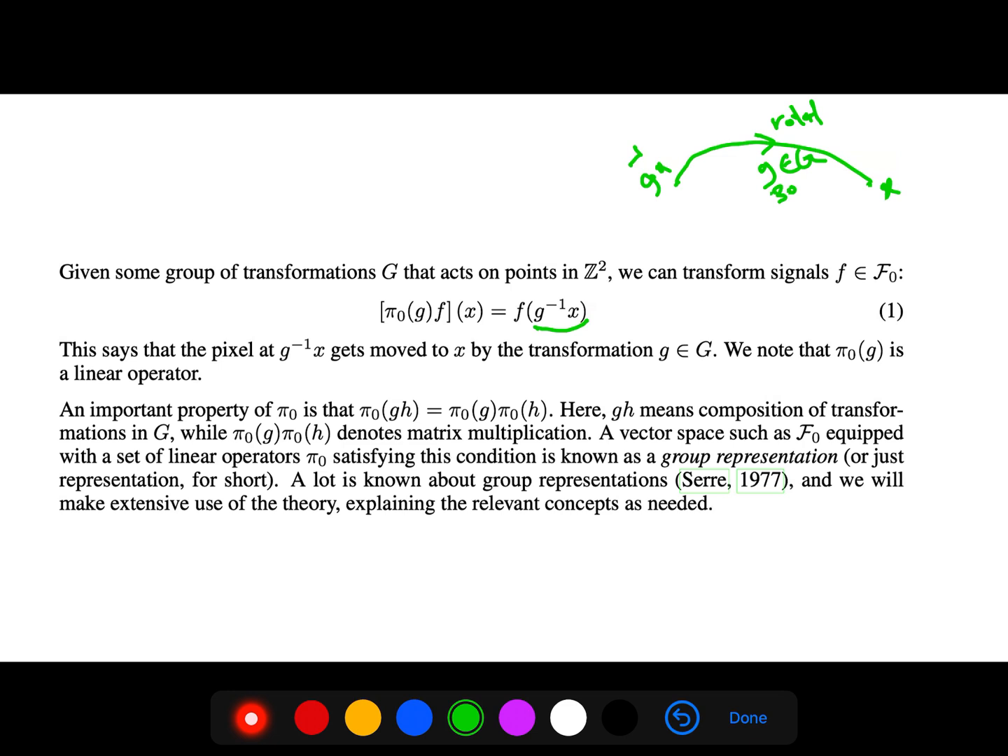We know that pi_0(g) is a linear operator. An important property of pi_0 is that pi_0(gh) is pi_0(g) composed with pi_0(h). Here gh means composition of transformations in G. For example, if you rotate 30 degrees, then rotate 20 degrees, it becomes 50 degrees. A vector space F_0 equipped with a set of linear operators satisfying this condition is known as a group representation.